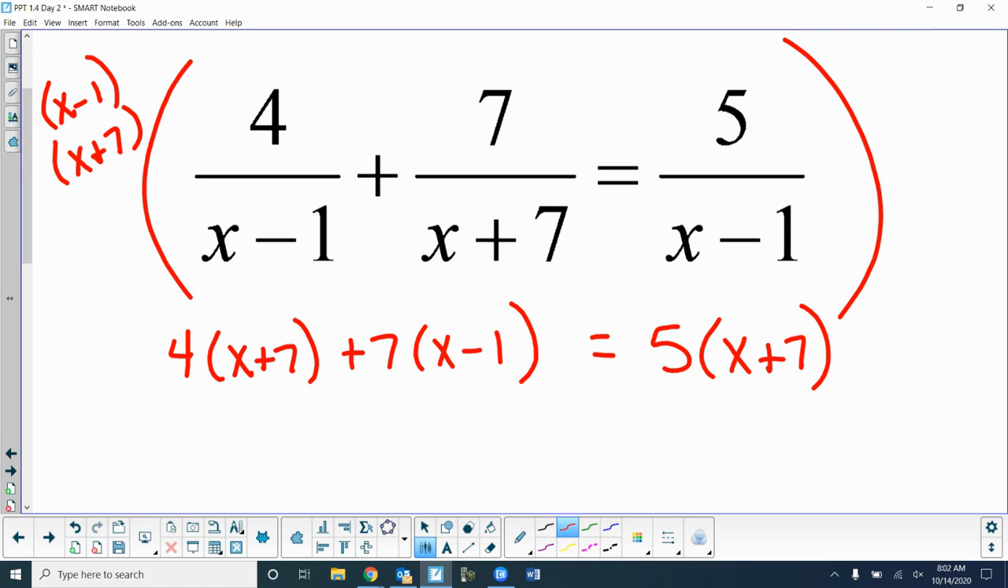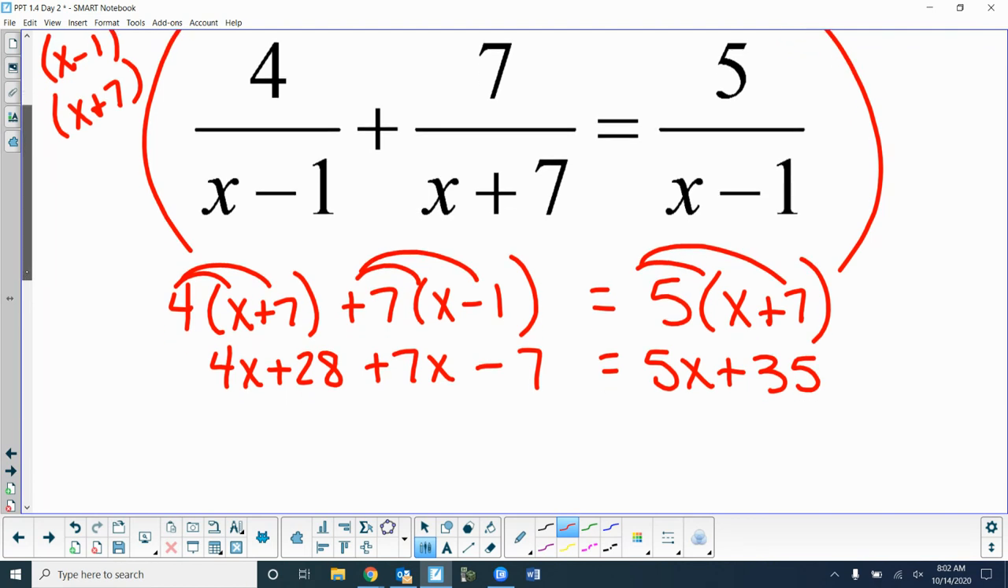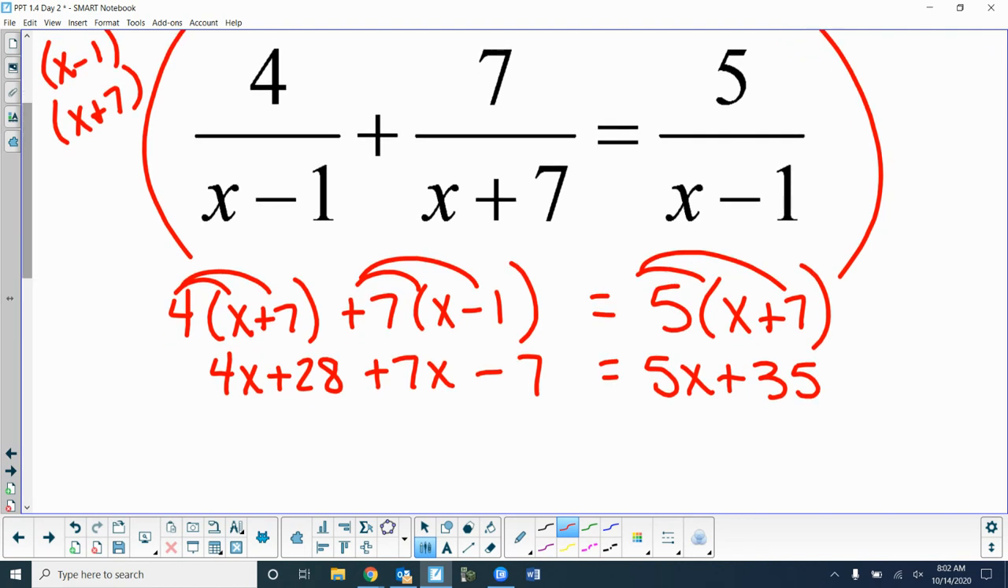Okay? So Michael, what do I do with this 4 and 7 and 5? Right, we're going to distribute them. Okay? All right, so we got 4x plus 28 plus 7x minus 7 equals 5x plus 35. Questions so far? Does that make sense?